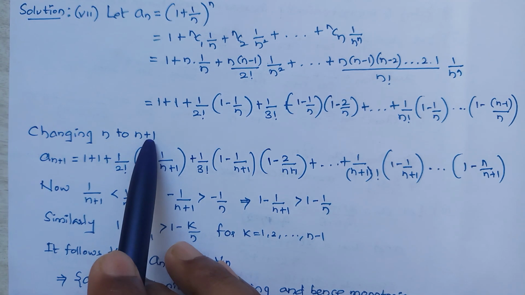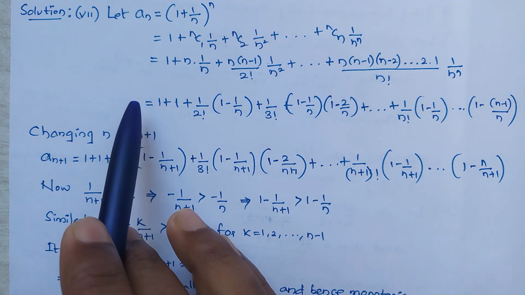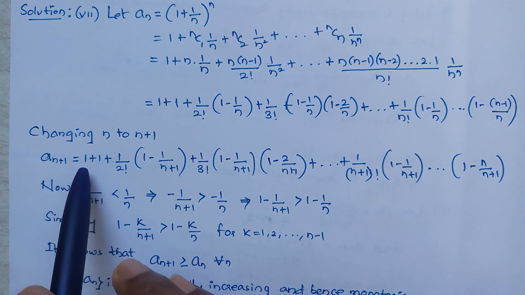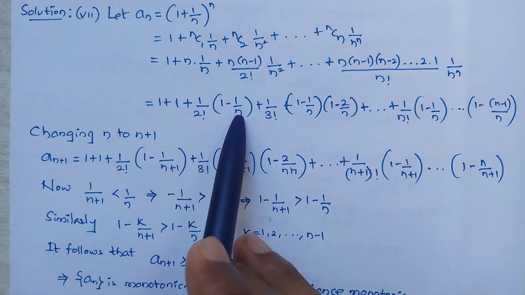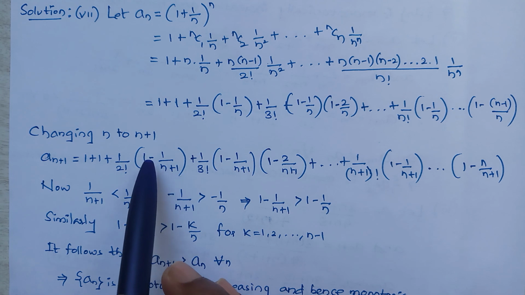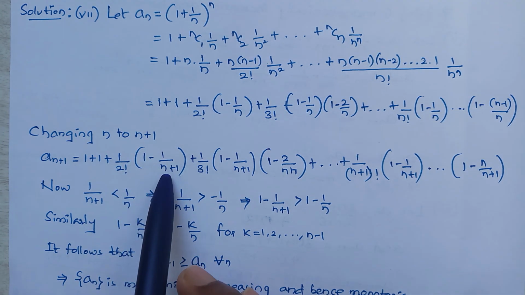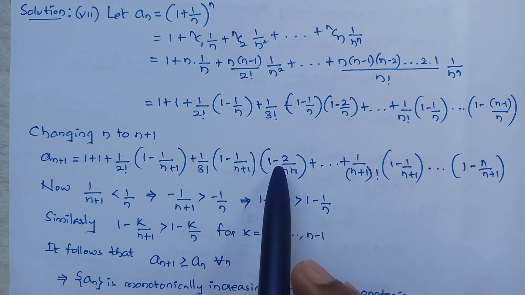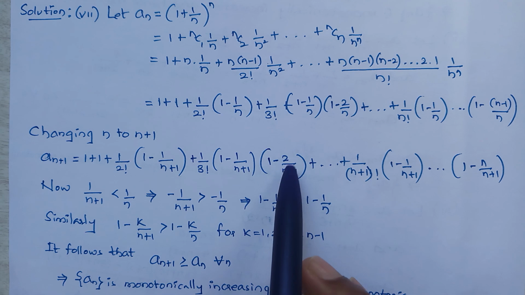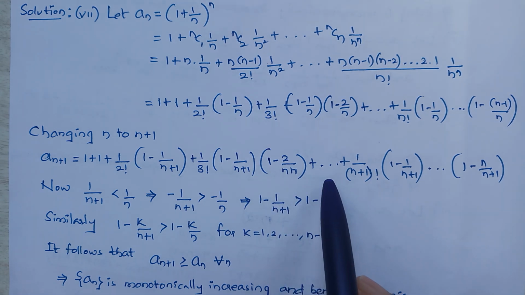Changing n to n plus 1, we get a_(n+1). So this is your a_n, and in the place of n, I am replacing n plus 1. So 1 plus 1 plus 1 divided by 2 factorial into 1 minus 1 divided by n plus 1, plus 1 divided by 3 factorial into 1 minus 1 divided by n plus 1, into 1 minus 2 divided by n plus 1, plus so on.